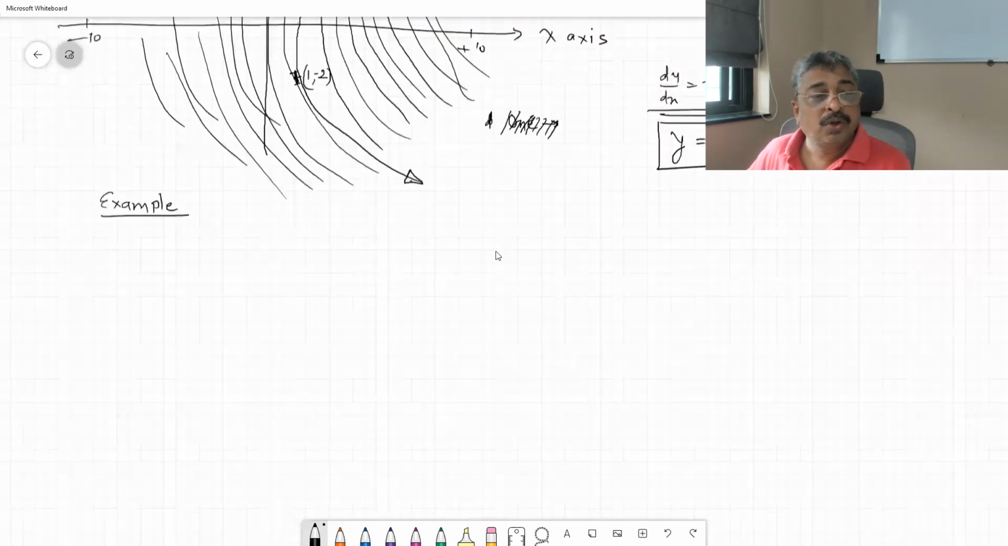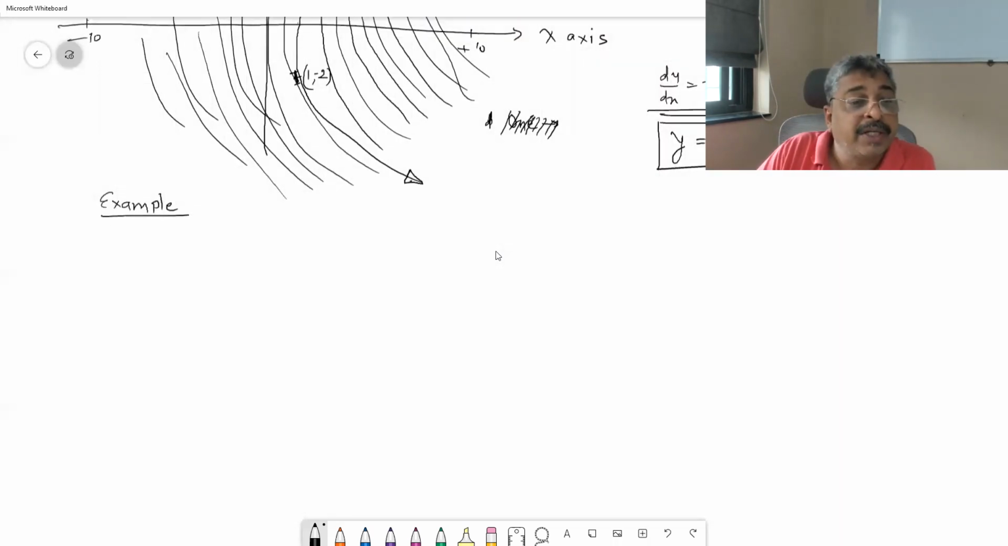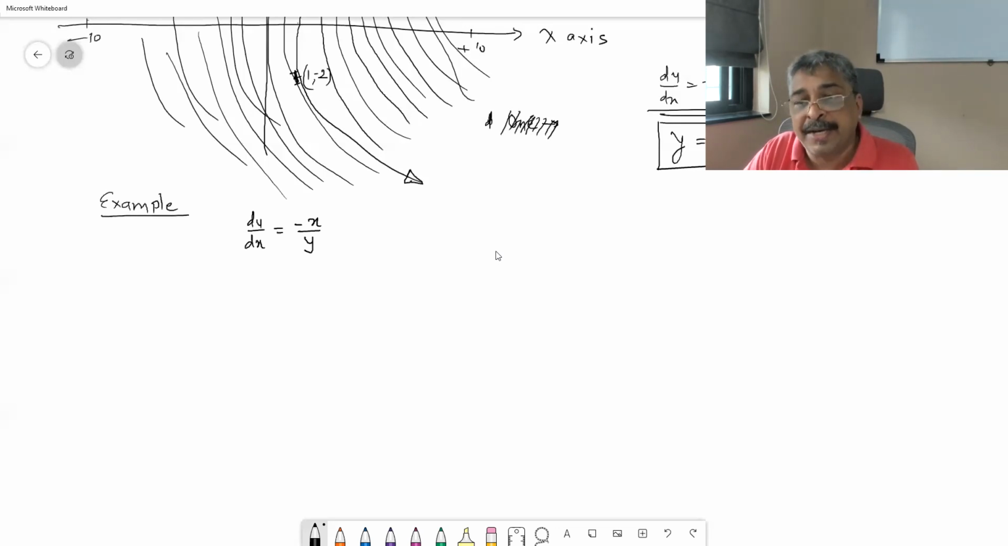Now, the first example is dy/dx = -x/y. Before you start doing it, I will give you sufficient time to sketch the direction field. But before that, let us analyze.